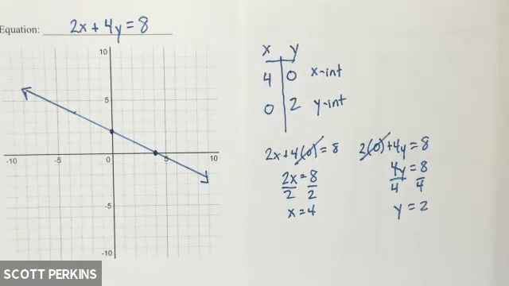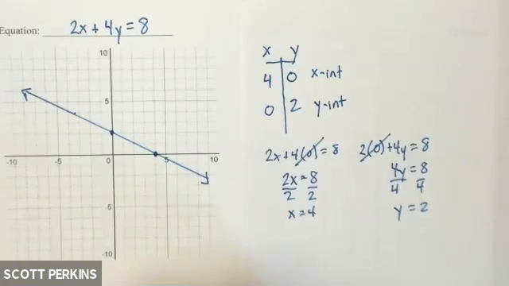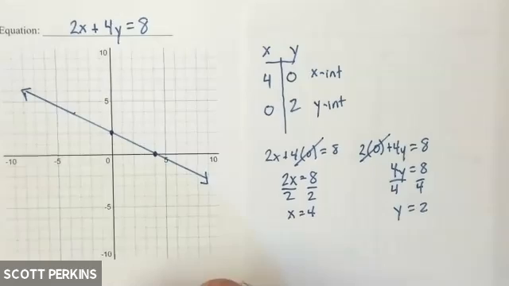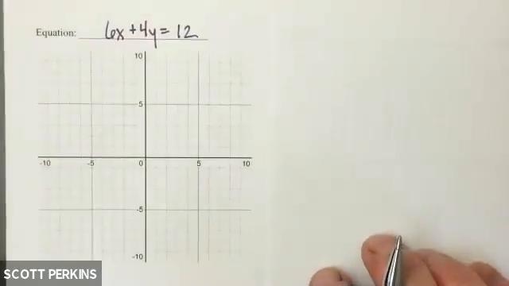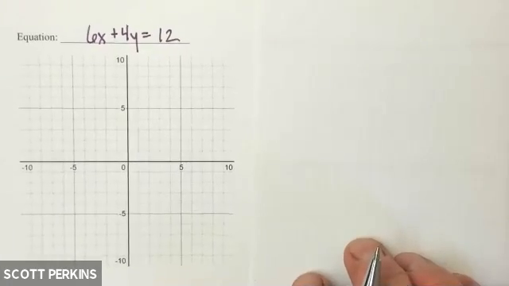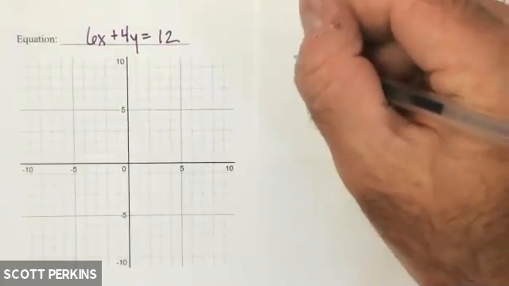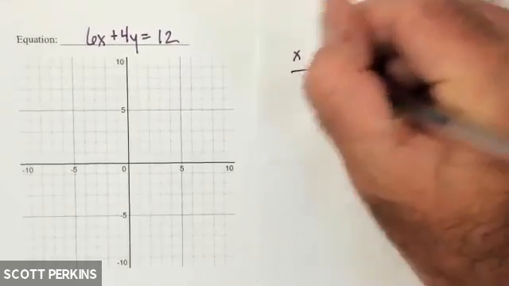Do this problem as well using the intercept method. And it looks like this. I would like you to do 6x plus 4y is equal to 12. Oops, you can't see that because I didn't slide up. 6x plus 4y is 12. And do this using the intercept method.